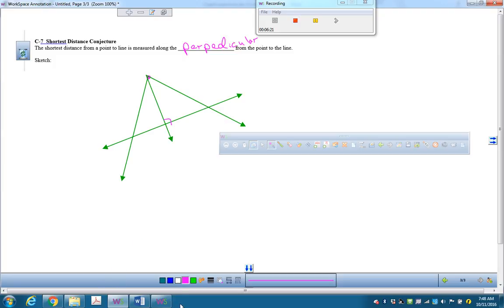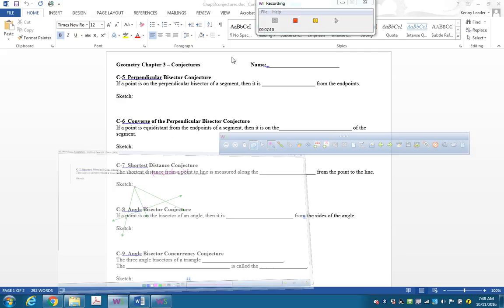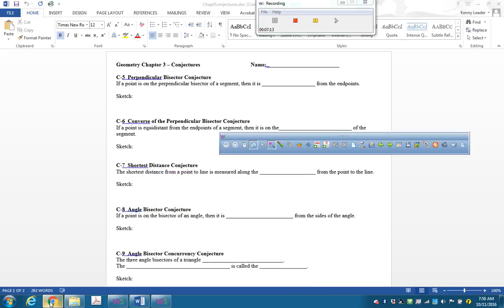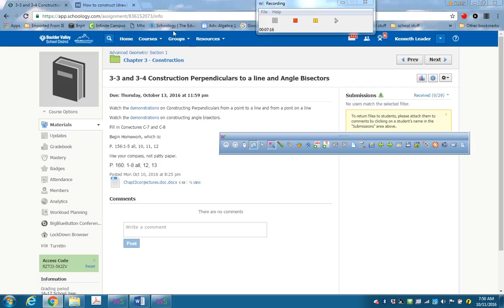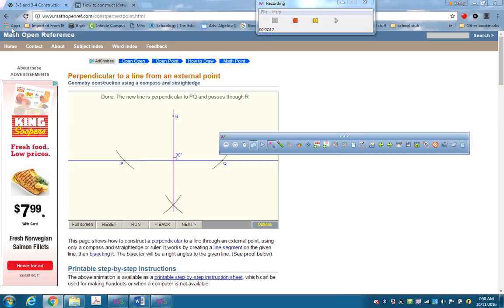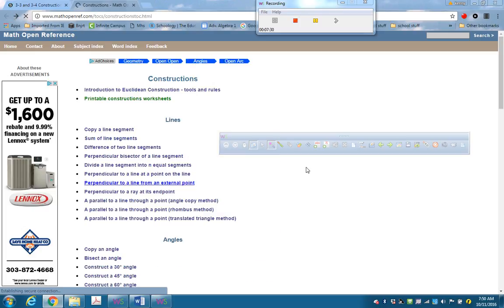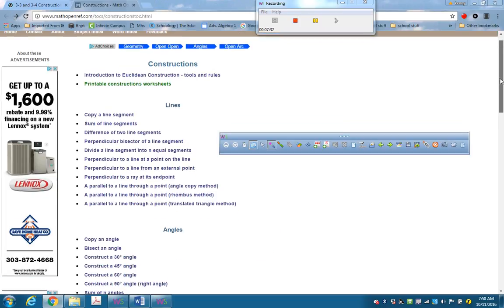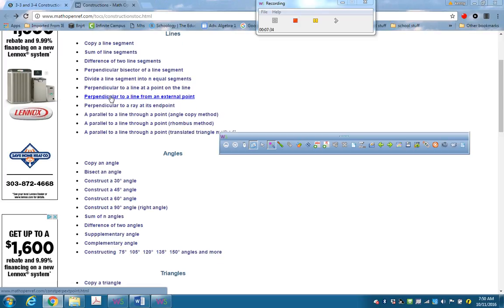Now let's move on to another construction, because these are fun. Okay? So where'd my construction thingy go? Is that it? No. Demos? Okay, so we're going to go back to this one. Open, add choices, go back to the next one, which is very similar, perpendicular to a line at a point on the line.